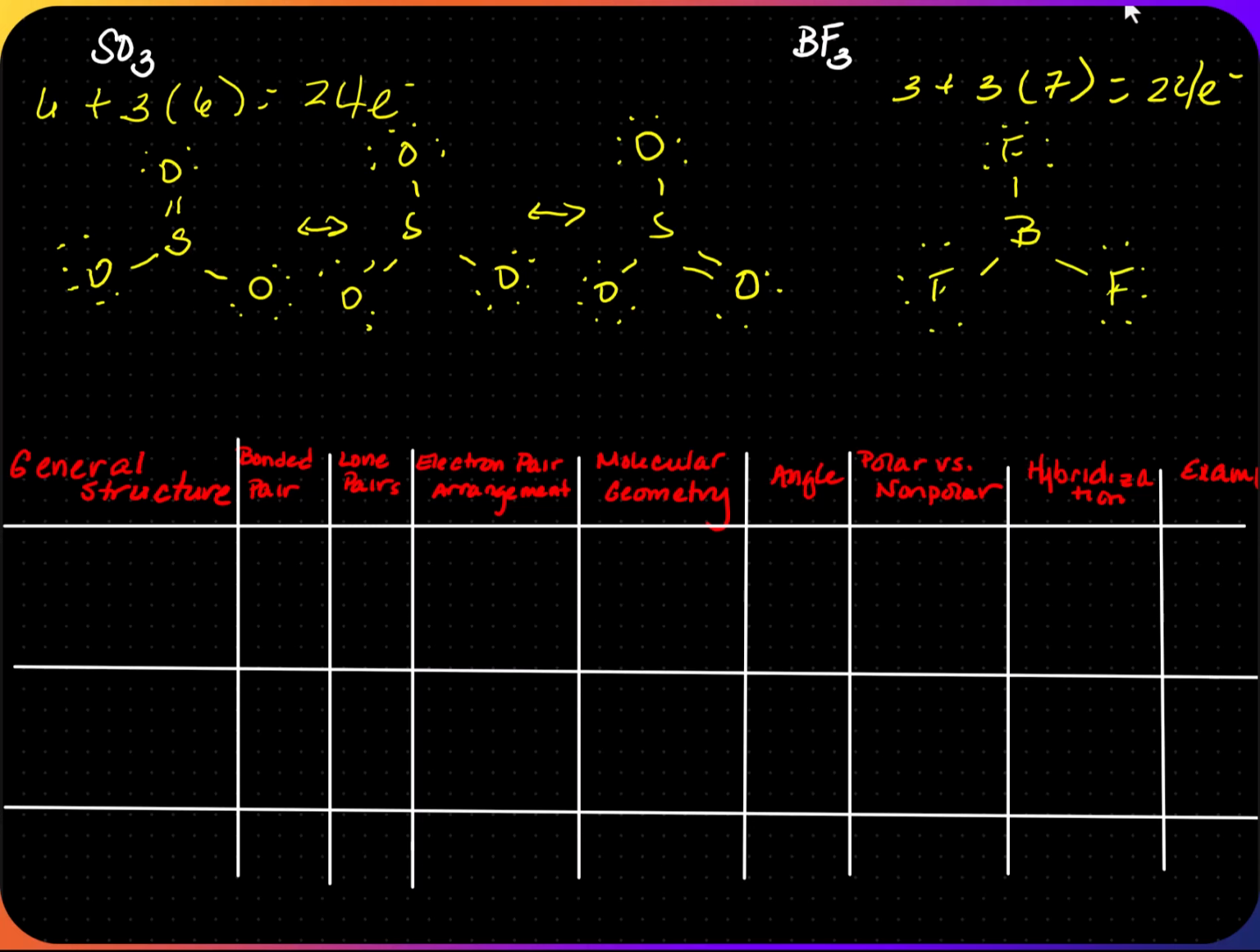Each fluorine has 2 bonded electrons, so it needs 6 more to fulfill the octet rule. Boron will be electron deficient. It's not going to have lone pairs in the Lewis dot structure. Boron can have less than the octet.